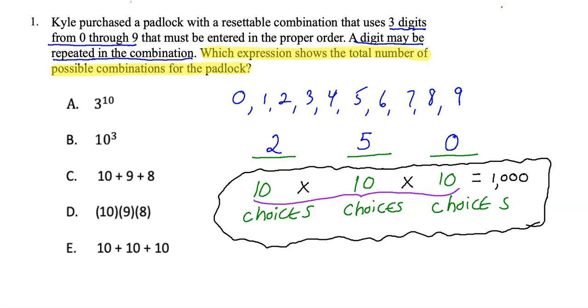Well, what does that match up with? A, B, C, D, or E? Well, answer choice A says 3 to the power of 10. So that would mean to take the 3, the base, and write it out 10 times and multiply. I mean, it would be 3 times 3 times 3 times 3, 10 times. That doesn't match up with this expression. This says 10 times 10 times 10, so A's gone.